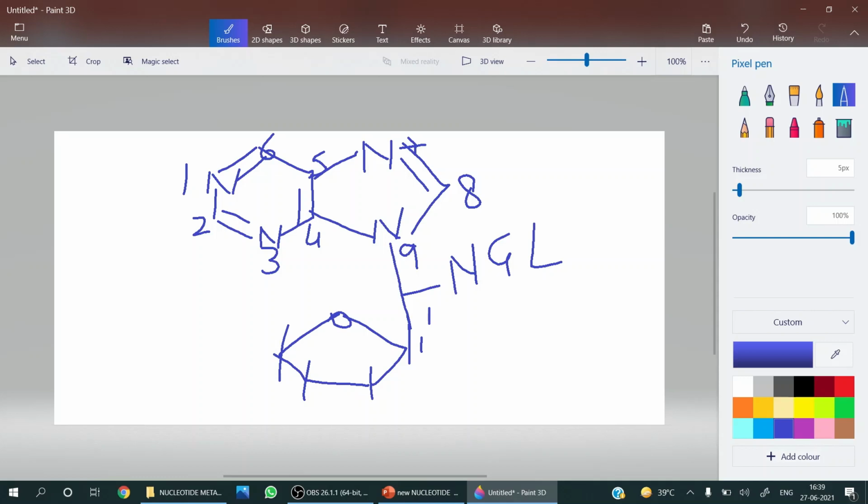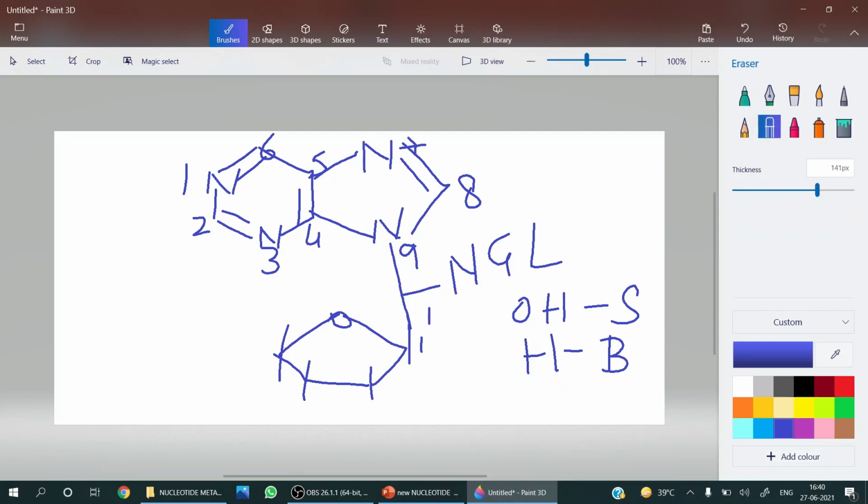linkage. Then with the removal of water moiety, hydroxyl from the sugar and hydrogen from base, you can form this N-glycosidic linkage. So whenever we need to put a purine base, N9 of purine attaches with the 1' position of this sugar to form a purine nucleoside.